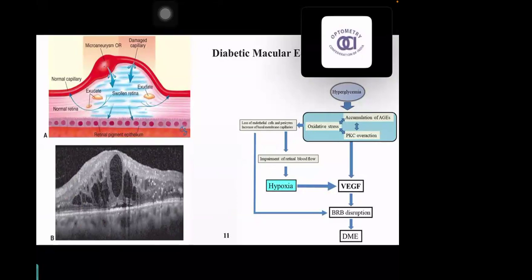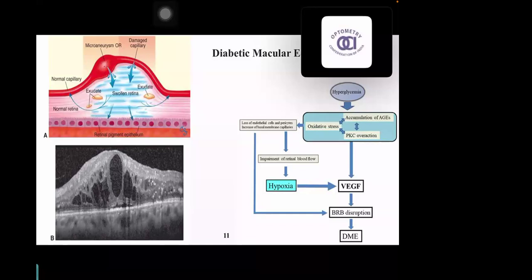Now, another important manifestation is diabetic macular edema, which can occur at any stage of the retinopathy. Diabetic macular edema is caused by the breakdown of the inner blood retinal barrier, leading to accumulation of fluid in the macula. It is primarily driven by VEGF mediated leakage from retinal capillaries.